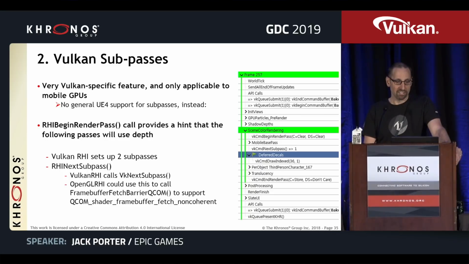We set up two subpasses, and we call next subpass between the two, which on Vulkan we simply call the VK next subpass API. But on OpenGL, we could make use of this hard distinction between the two subpasses to make use of a slightly more optimized version of frame buffer fetch. So in the render capture there, after we render the mobile base pass, we set next subpass, and then we render out deferred decals.